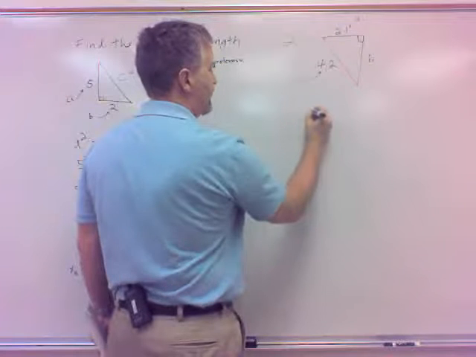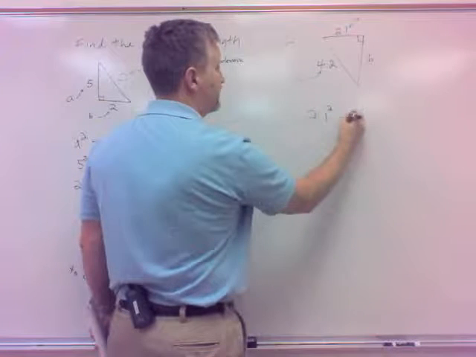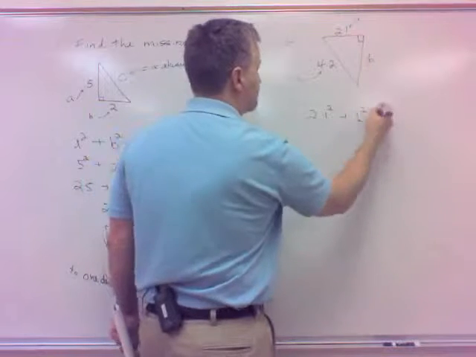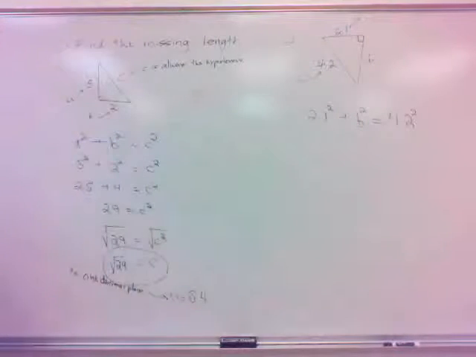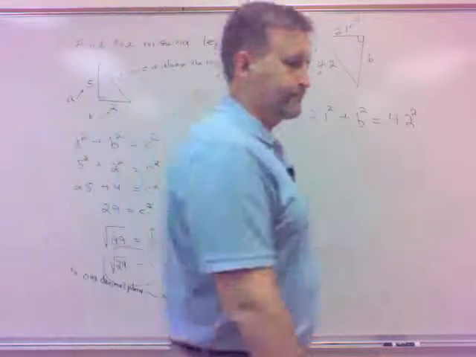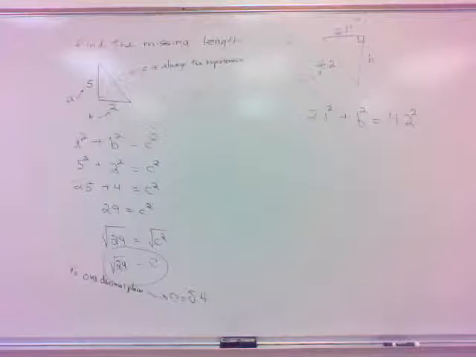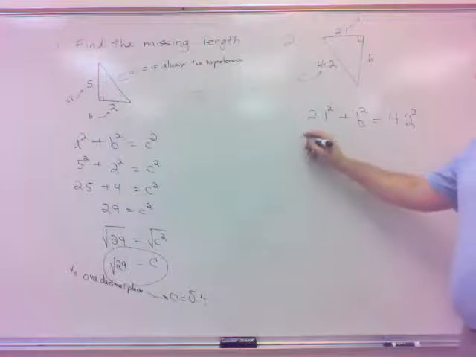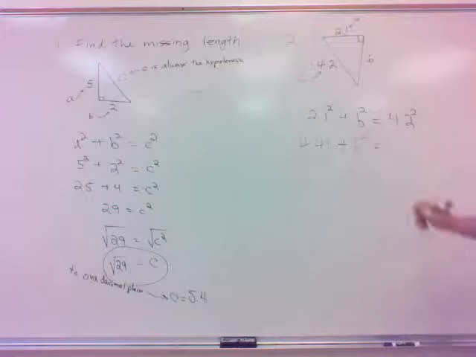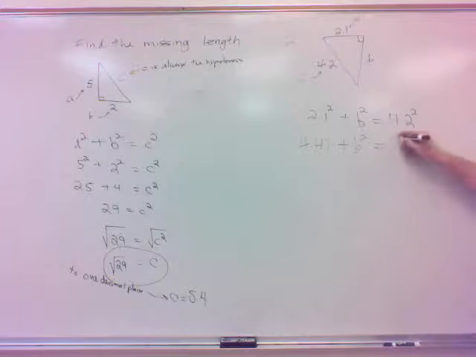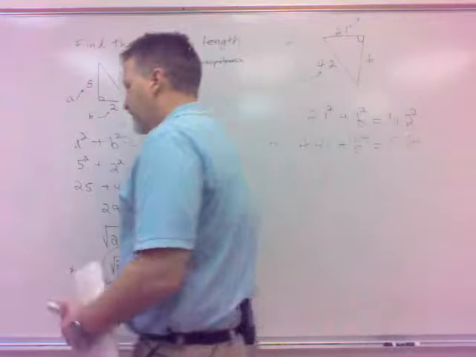So I do my A squared, 2.1 squared, plus B squared, which I don't know, equals C squared, so that'd be 4.2 quantity squared. All right, so let's go ahead and square those. Let's see, I think 2.1 squared is 4.41. Is that right? Plus B squared equals 4.2 squared, 17.64. Is that what you said? 17.64, thank you.